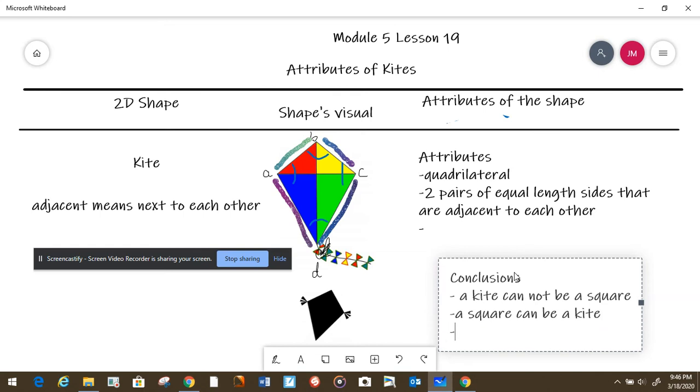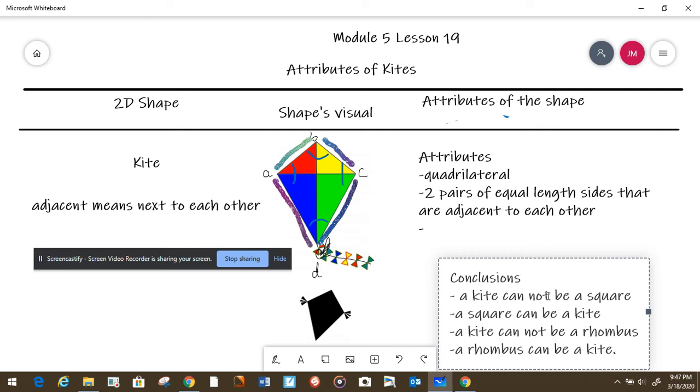Okay, question now. Can a kite be a rhombus? What do you think? A kite cannot be a rhombus because a rhombus has all equal sides. I like that word, rhombus. Now, can a rhombus be a kite? Yes, a rhombus can be a kite.